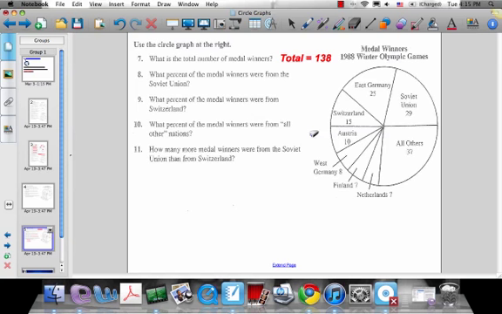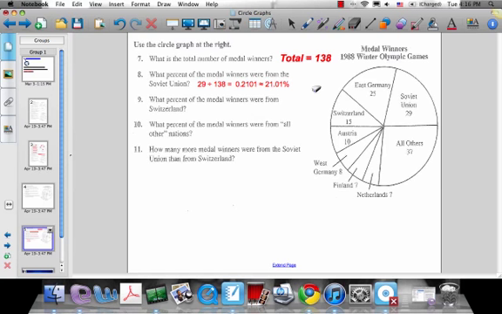This is very key because now in question number 8, it says what percent of the medal winners were from the Soviet Union. Now 29 were from the Soviet Union. So I take the number from the Soviet Union divided by 138, and that gives us a decimal, which is 0.2101. Then I approximated this to being 21.01%. Remember, if I have the decimal, to make this a percent I simply multiply it by 100.